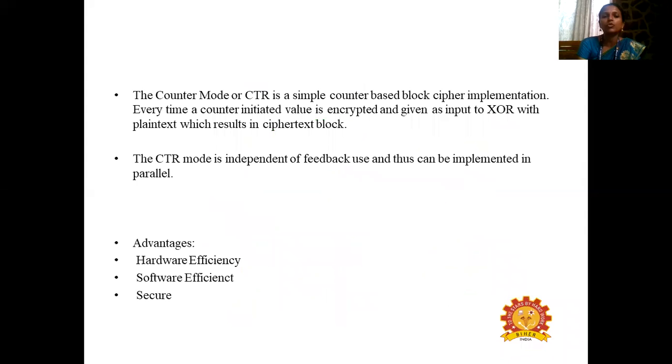Pn. So next, counter mode or CTR mode is a simple counter-based block cipher implementation. Every time, a counter's initial value is encrypted and given as input to XOR with plain text, which results in a cipher block. The CTR mode is independent of feedback, thus it can be implemented in parallel.